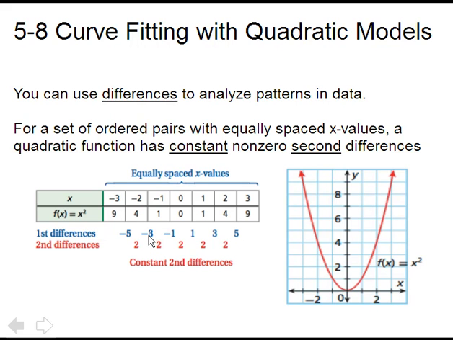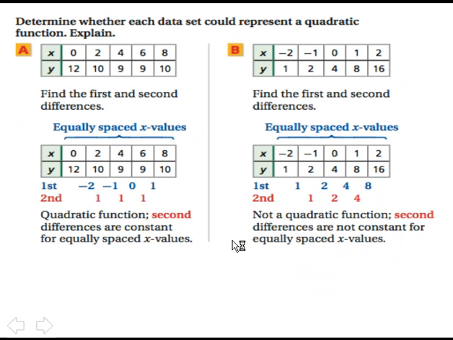Minus 3 minus a negative 5 is 2. Minus 1 minus a negative 3 is 2, because we're taking minus a negative. So we have two negatives in a row. It makes it a positive. 5 minus 3 is 2, and so on. So we get these second set of differences. They're all constant. That makes this set of data quadratic, and we can fit that.